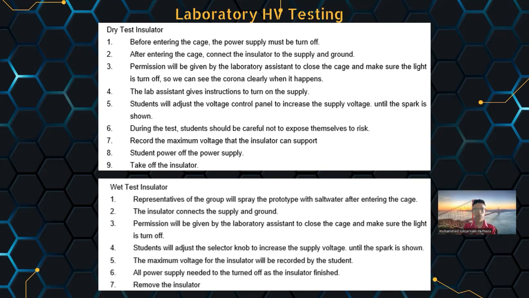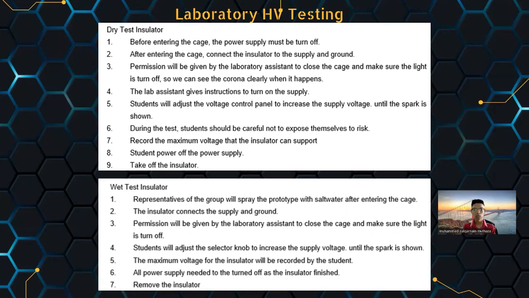The first step in the dry test: before entering the cage, the power supply must be turned off. Second, after entering the cage, connect the insulator to the supply and ground. Third, permission will be given by the laboratory assistant to close the cage, and make sure the light is turned off so we can see the corona clearly when it happens. Fourth, the lab assistant gives instruction to turn on the supply. Fifth, the student will adjust the voltage control panel to increase the supply voltage until the spark is shown.